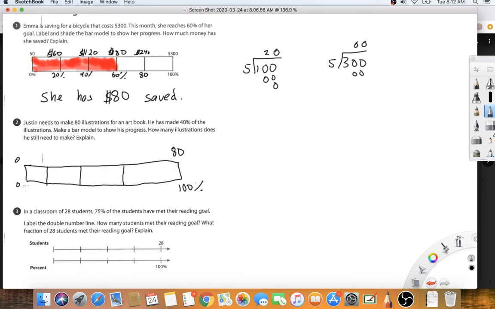And when I do that, look how many lines I have. From here, we go 1 line, 2 lines, 3 lines, 4 lines. That means we can divide 100 by 4. When you divide 100 by 4, you get 25. That means that each line would be 25, skip counting by 25. So these are my percentages. And on top, we're going to divide 80 by 4. When I do that, I get 20. That means it goes up by 20 illustrations at a time. Now it says he's only made 40%. See how we don't have 40%? This illustration is not going to work.